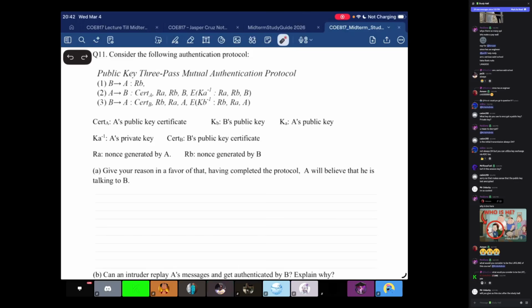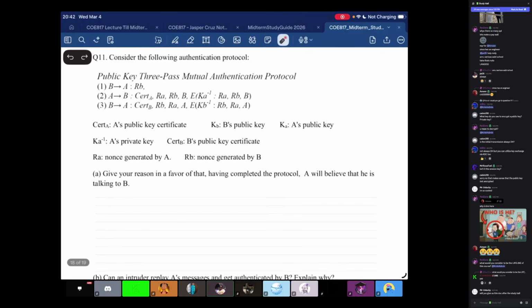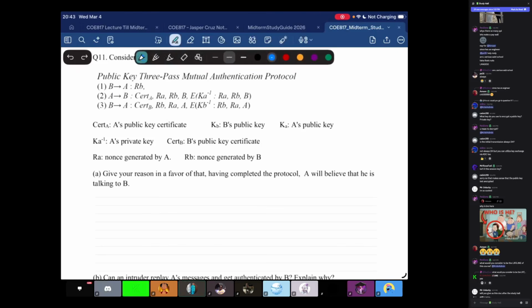So I'm at the library, but doesn't the certificate allow the receiver to see the public key? I think what he's trying to say is that the certificate should contain A's public key, and the certificate should contain B's public key. So either way, B will know A's public key, and A will know B's public key because of that. Got it.